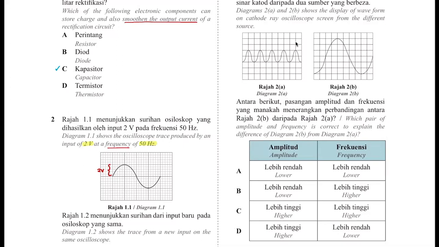So maksudnya we will choose this one, kan? Okay, next. What about the frequency? The frequency in A is more than in B. Yes. If you see the number of oscillations produced in 1 second is more, means the frequency is high. So we will choose this answer, inilah kan? Lebih rendah. So let's see the answer. Okay, so the answer is D.